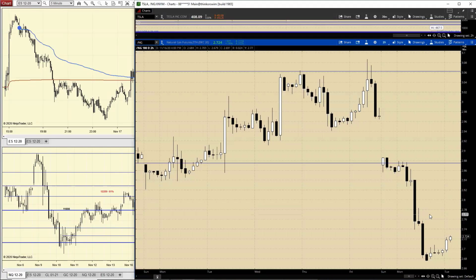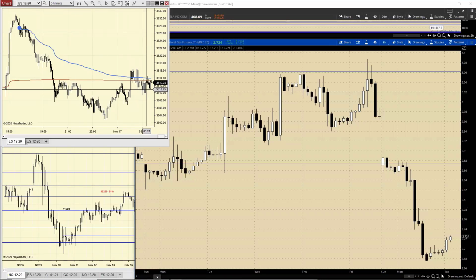We saw that yesterday with the S&P on Sunday night. It got above the 36.13, but it couldn't hold it. And remember, we went down 10 handles. So just keep that in mind.